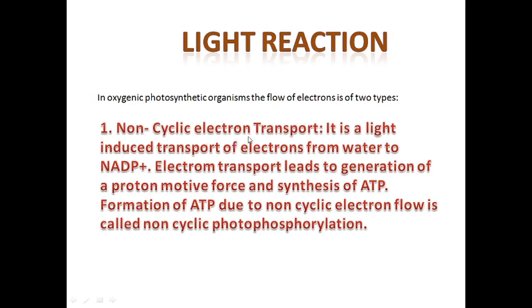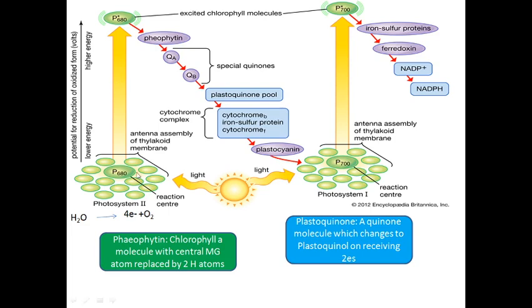In non-cyclic electron transport, what happens? The electrons are released from the splitting of water and finally reach NADP positive, and as a result a proton motive force is generated and ATPs are synthesized. Fine. And the synthesis of ATP due to non-cyclic electron flow is called non-cyclic photophosphorylation. So coming to this non-cyclic photophosphorylation, what is this?